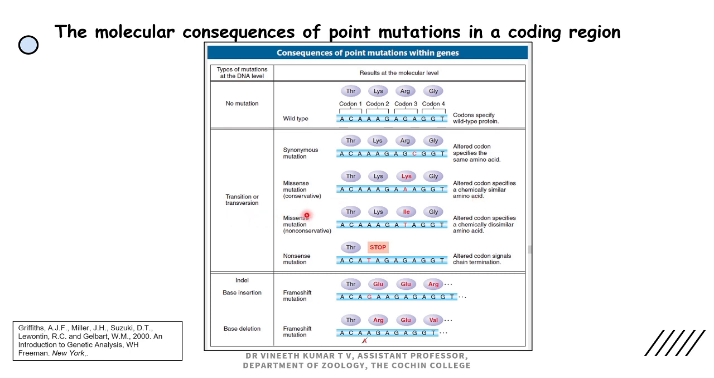Okay. Next is missense mutation, which is non-conservative. Here it is the same thing, but guanine is replaced by thymine, a purine replaced by a pyrimidine, which is a transversion.